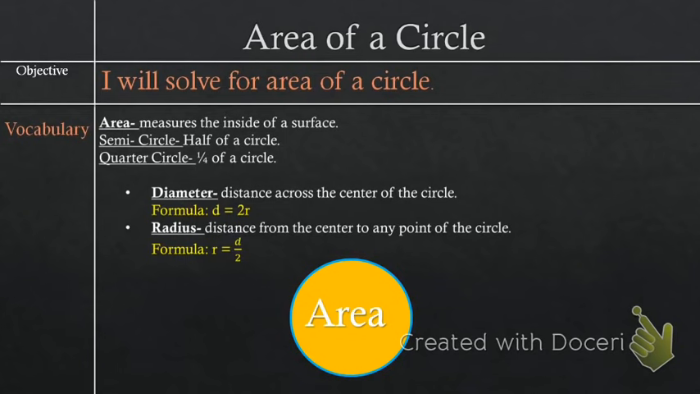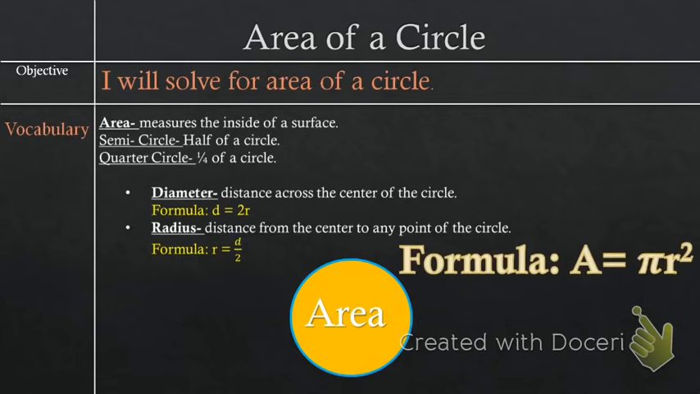Okay, so area is everything that's shaded inside. So I went ahead and shaded your circle in the yellow. Our formula for area: A is for area, equals pi, which is 3.14, r squared. Remember, the 2 up here does not mean to multiply times 2. It means to multiply itself twice. So say your radius is 4. That means you have to do 4 squared, which is the same thing as 4 times 4, which is 16.